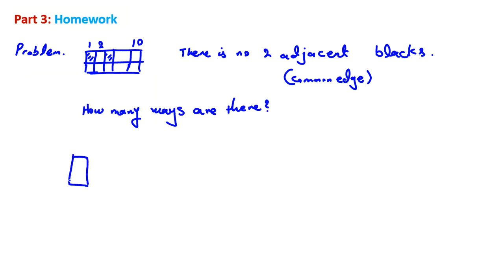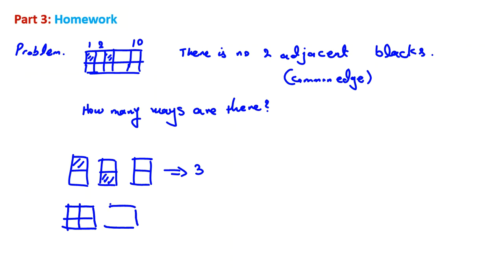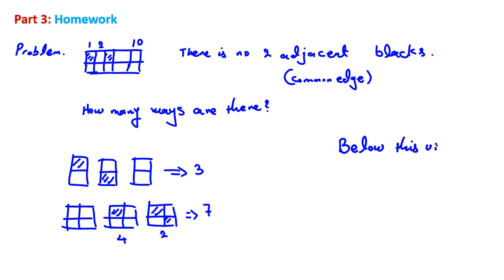If we have one column, you can color like this, color like this, or whites. Whites can be adjacent, but blacks cannot be adjacent, so 3 cases. For 2, you say, okay, 1 case when all of them are whites, 4 cases for this, 2 cases for this, so it will be 7. Okay. Now calculate it for 10. Solve this problem.